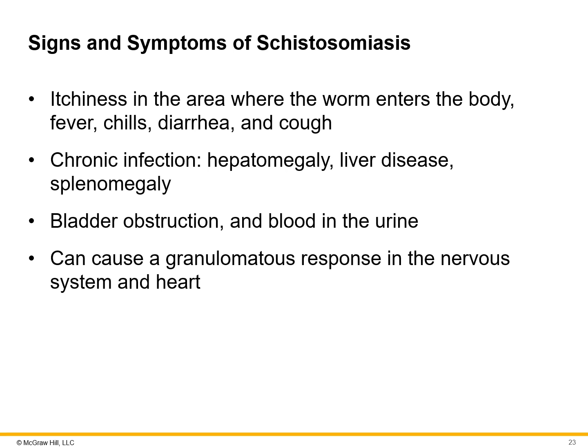Some of the signs and symptoms: itchiness in the area where the worm enters the body, again, from being in contaminated water or in the ocean, they can burrow and penetrate through healthy skin. So fever, chills, diarrhea, and cough. In a chronic infection, hepatomegaly can occur, liver disease, and splenomegaly. It can also obstruct the bladder and cause blood to be in the urine. And it can cause a granulomatous response, again, granulomas, where the immune system is clustering and trying to target that. Those can occur in the nervous system and the heart.